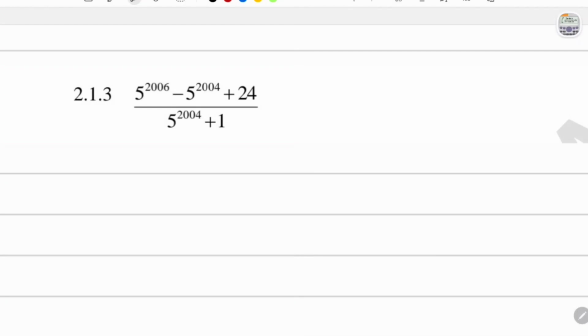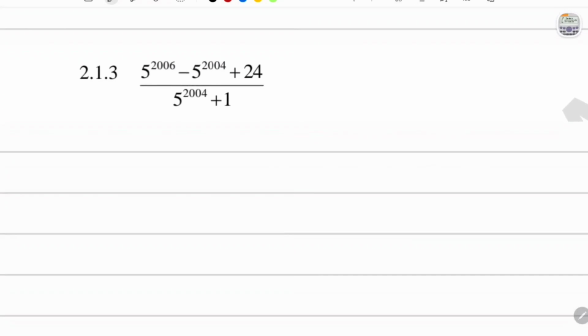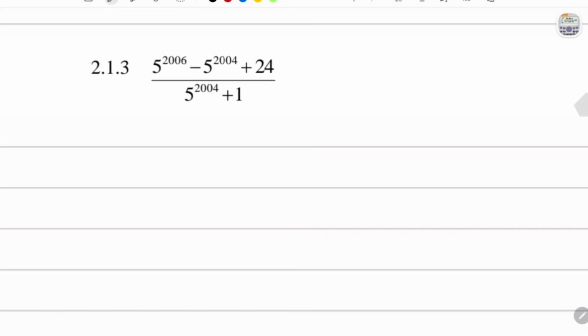I actually see something being repeated, and what's being repeated is that 5 to the power of 2004. There is a 5 to the power of 2004 here, and it's also in here. So I can see 2 ways of working this out. We can decide to take 5 to the power of 2004 as a common factor. That will still work out. But because there's repetition, I would like to actually work through it this way instead.